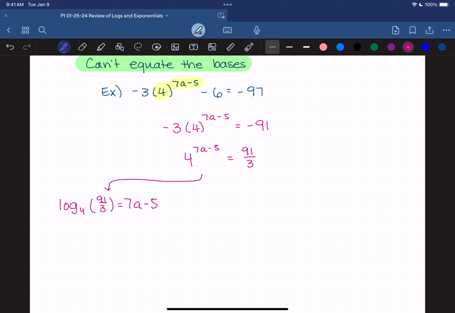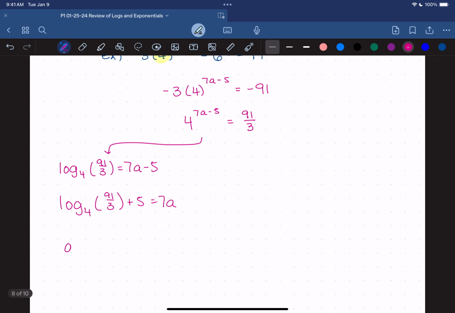And now I can go ahead and just isolate the a. I will add 5 onto both sides, and then divide by 7. So we get a equals log base 4 of 91/3 plus 5, over 7. And then now you know how to use the change of base formula. If you needed to get a decimal approximation of this, even though it's in base 4, you could get that.